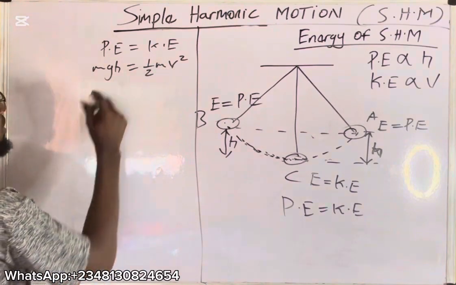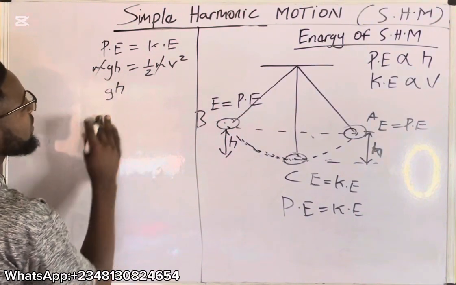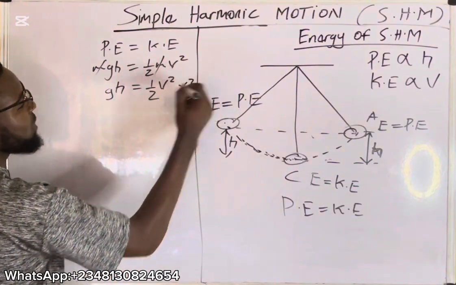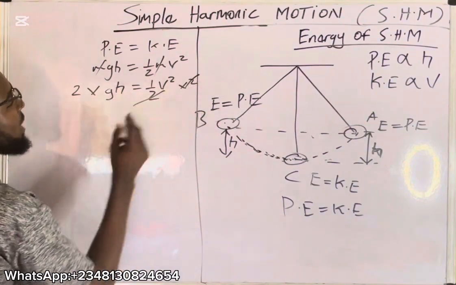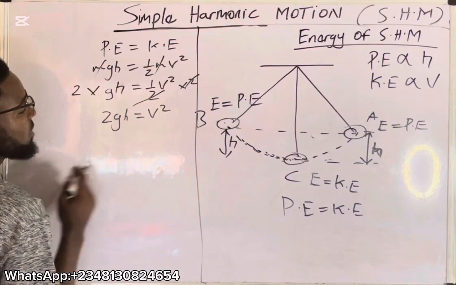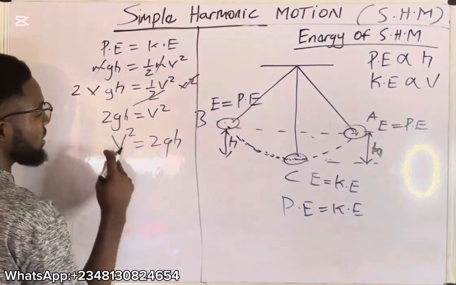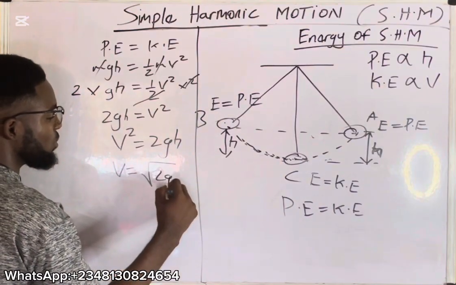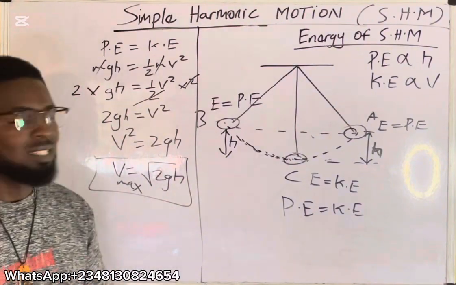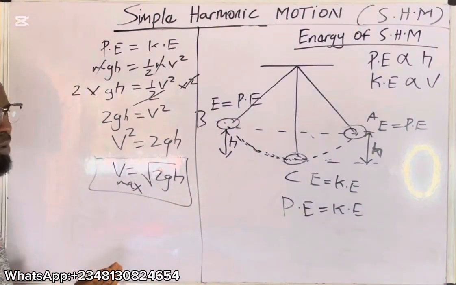So let's look for the speed. The mass, we take away. So therefore, gh is equal to 1/2 v squared. If I multiply both sides by 2, the 2 cancels out the 1/2. So this is 2gh equals v squared. Let's switch it around: v squared equals 2gh. Take the square root, so therefore v is equal to the square root of 2gh. This is called the maximum speed, or maximum velocity in this case. Just take your time. You can pause the video and take it down.